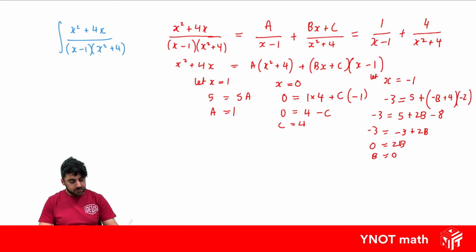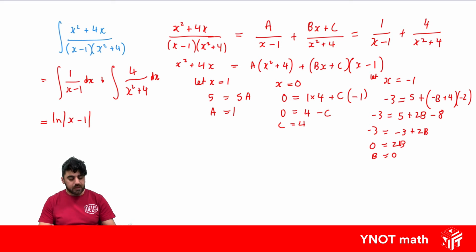So now we can find that integral a little easier, because we know it's the same thing as the integral of 1 over x minus 1 dx, plus we can write this as the integral of 4 over x squared plus 4 dx, and we just have to evaluate these integrals separately now. So here we have the derivative of the denominator as the numerator, so we're just going to get the natural log of the absolute value of the denominator.